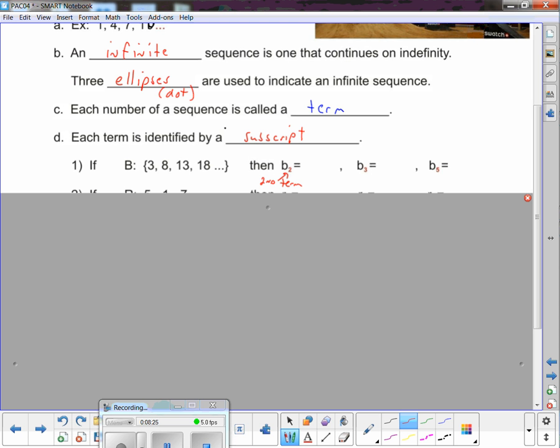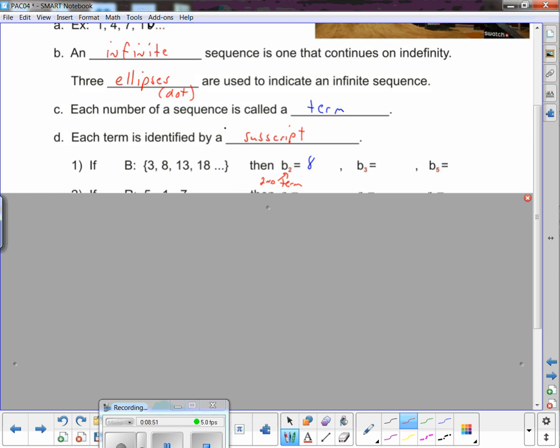B sub 2 says, what's the second term? So look at the B sequence, and we all say the second term is an 8. B sub 2 is 8. Not hard at all. B sub 2 says I want the second term of the B sequence. Give me the second term of the B sequence. Christina.